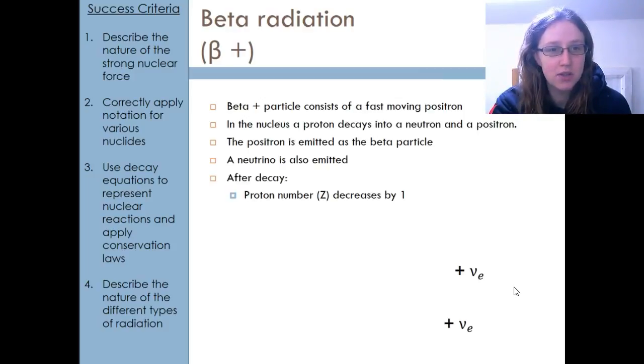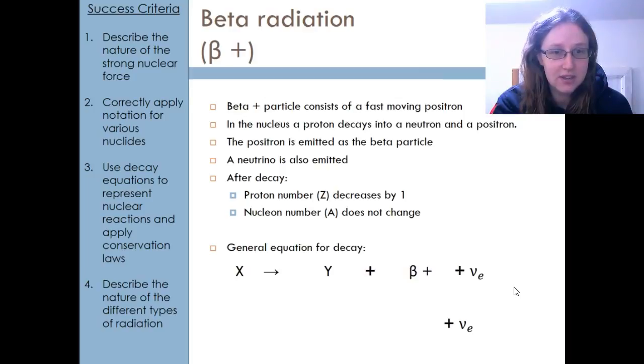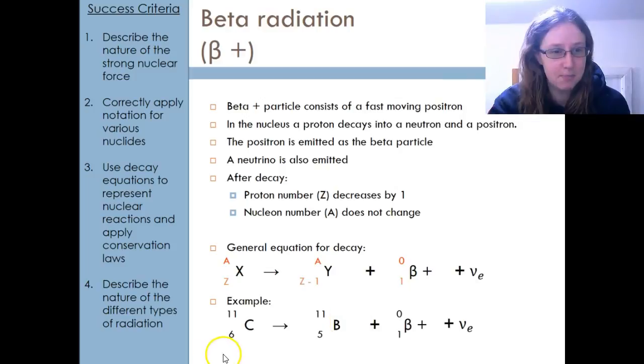After decay, our proton number decreases by 1. The nucleon number doesn't change. So if we just look at it for the general equation, I've got element X becomes element Y plus a beta plus particle plus an electron neutrino. So if we put the numbers in, we get A and Z. This time my beta plus particle has to have a 1 for its proton number, and again it's so that this adds up. So I've got A and Z minus 1 over here. So if we go for a specific example, I've got carbon-11, which becomes boron, plus my positron, plus my neutrino.